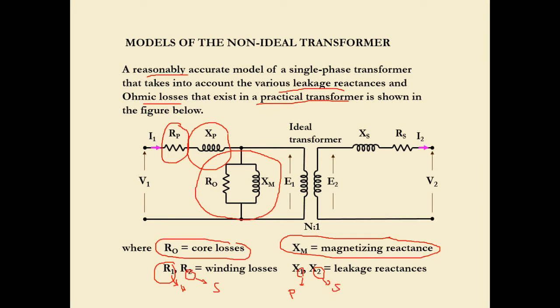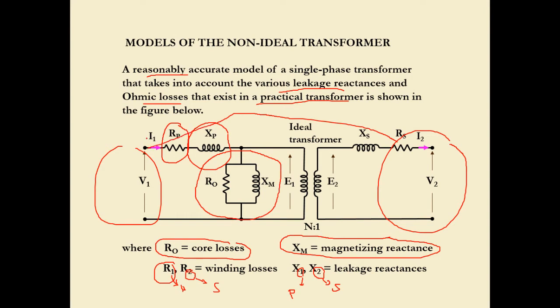By the way, as we go on, we will see how this R1 and R2 will be combined, as well as X1 and X2 will be combined, in order to simplify the circuit or to refer those impedances to one side of the transformer. Since we have two sides, primary and secondary, we may simplify the circuit to refer the secondary side to primary, or the other way around, primary to secondary, and we can have a series connection of all impedance.